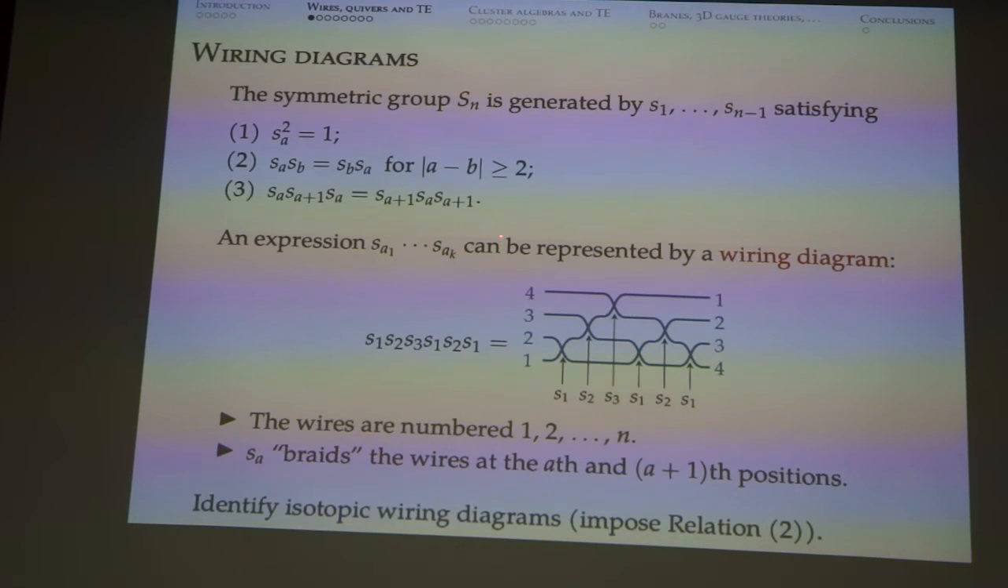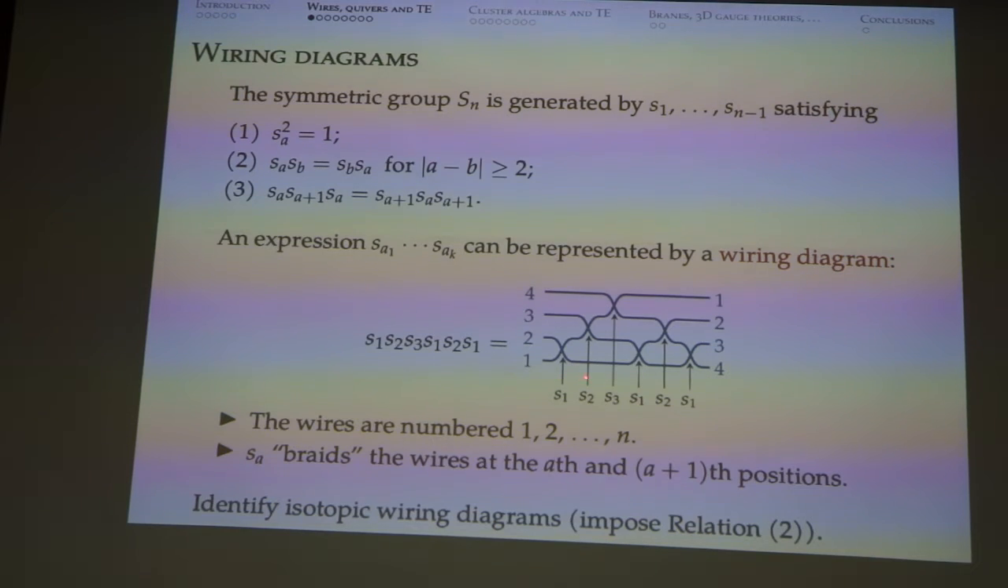But what we are interested in is an expression like this, Sa1, Sa2, up to Sak, so some product of some number of transpositions. Given such an expression, we want to represent it using a diagram called a wiring diagram. So for example, let's take this expression of the product of these transpositions S1, S2, S3, S1, S2, S1. This can be represented nicely graphically using this wiring diagram.